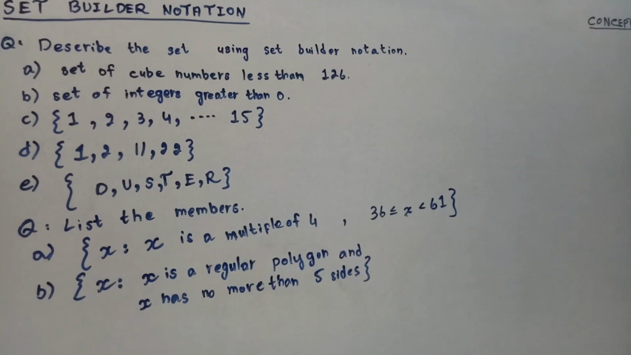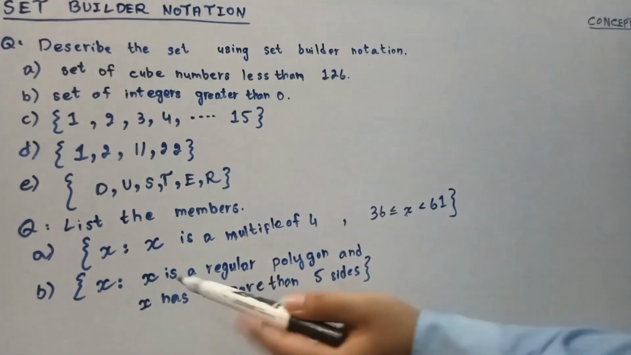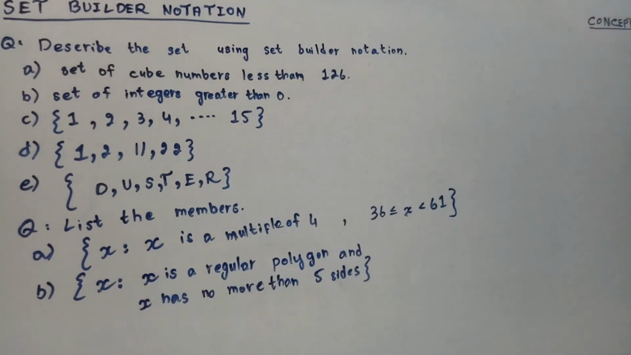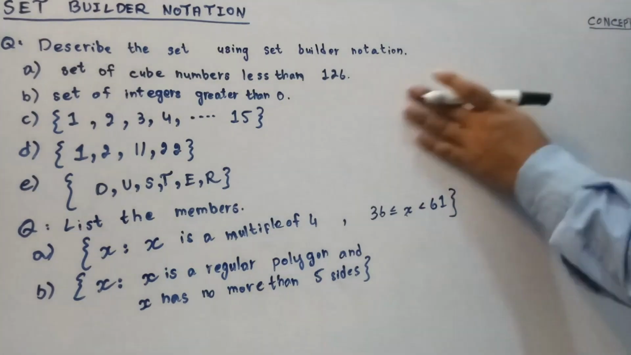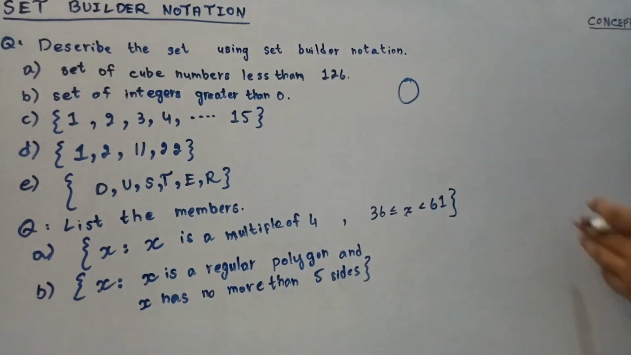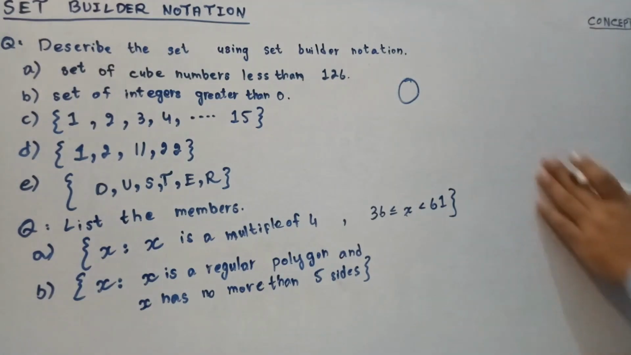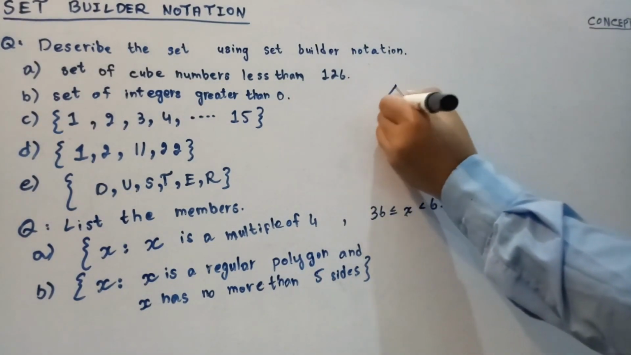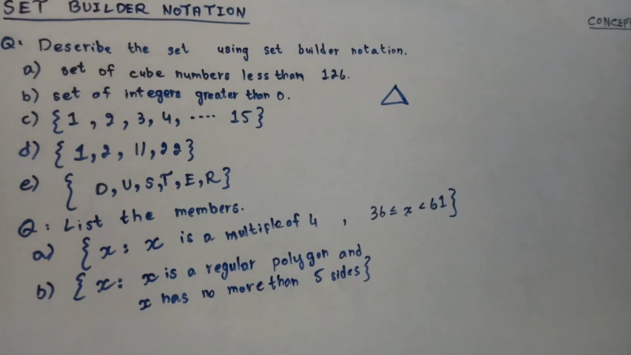So here we have to actually write the names of the shapes. X is an element such that the element is a regular polygon, which means we have to write the names of regular polygons, and the element has no more sides than 5. First of all, we have a circle. It can be a polygon or not, but we can say it has no sides, so I will exclude it. A figure which has equal sides and is the smallest is a triangle. If we have a two-sided figure, we can't get a closed shape, which is called a polygon. So the smallest polygon is a triangle because it has only 3 sides.